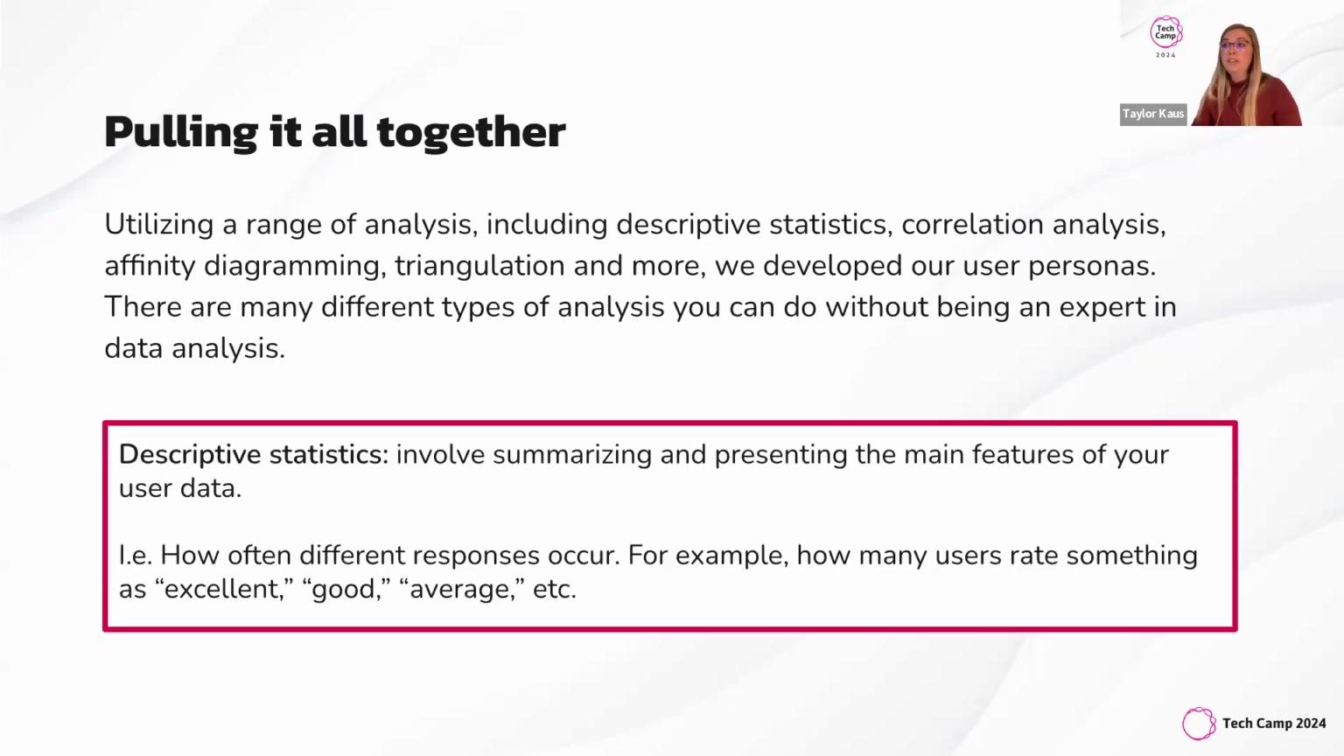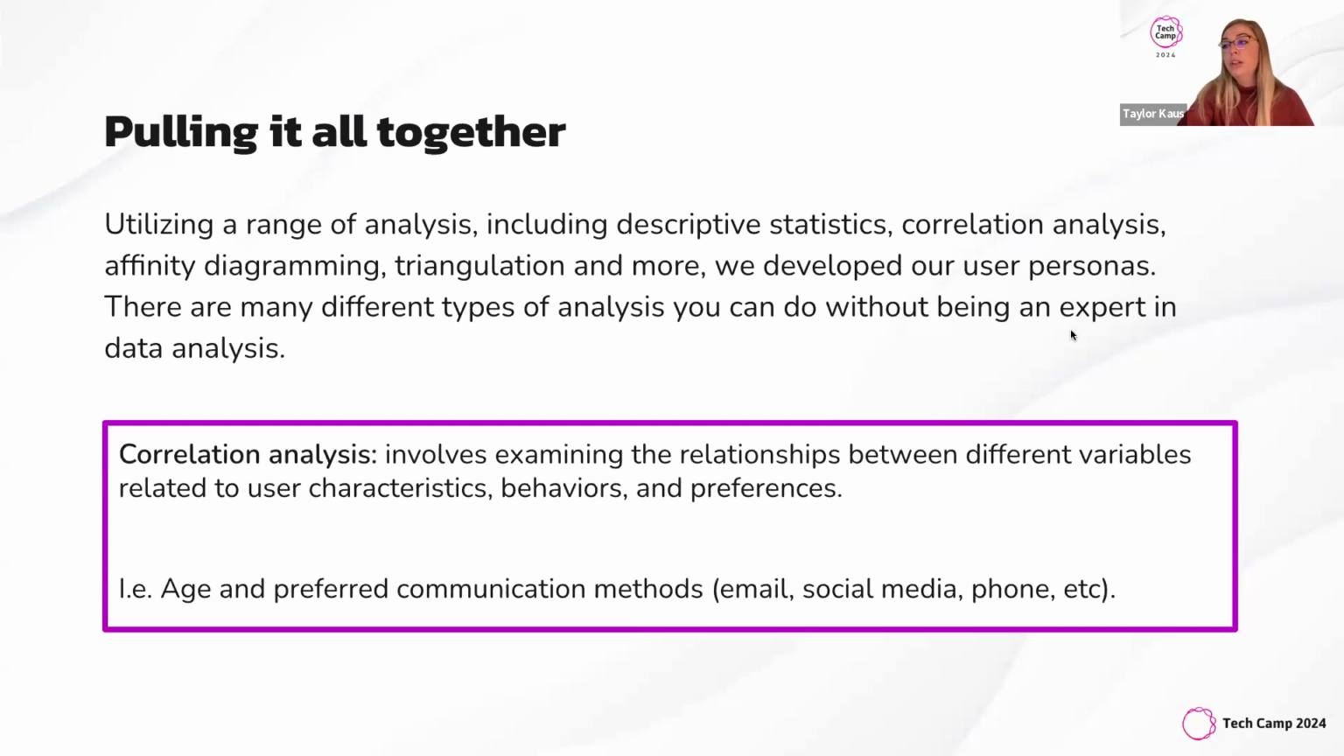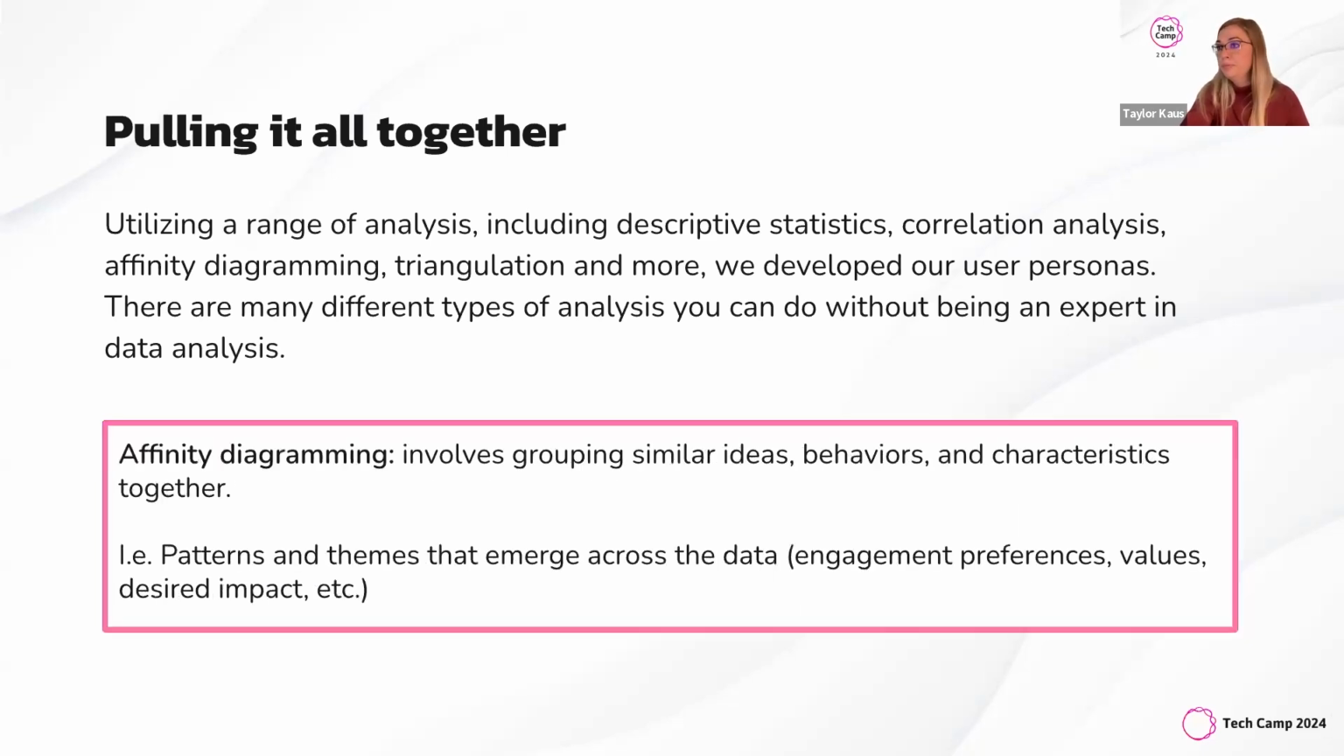So first we have descriptive statistics. This involves summarizing and presenting the main features of your user data. So for example, how often different responses occur, how many users rate something as excellent, as good, as average, etc. We have correlation analysis, which involves examining the relationship between different variables related to user characteristics, behaviors, and preferences. So this could be age and preferred communication methods. So looking at age compared to email, social media, phone, etc.